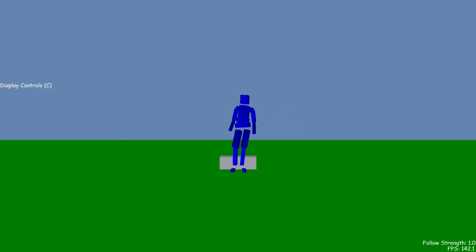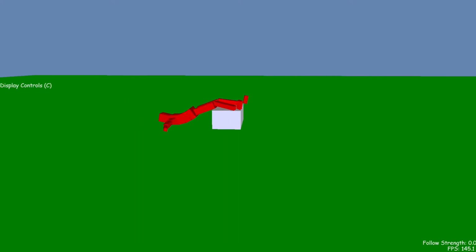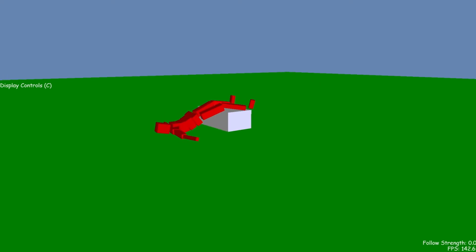We also have a red character who's essentially the same as the blue. However, it's physically simulated the entire time, so it can collide with environmental objects while still targeting a pose. You can see here, the box is just preventing it from reaching that target pose.